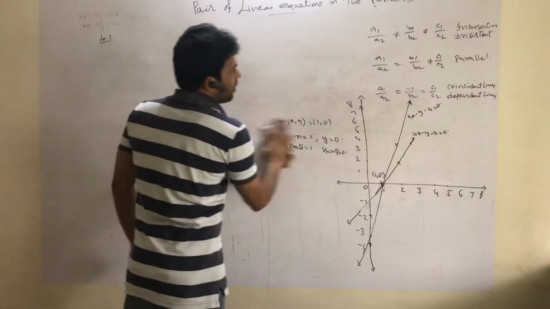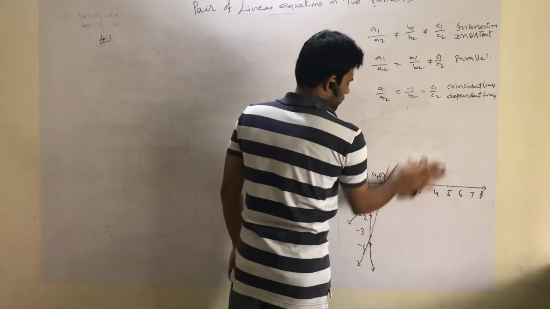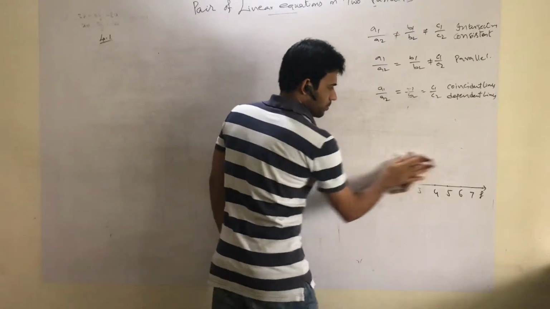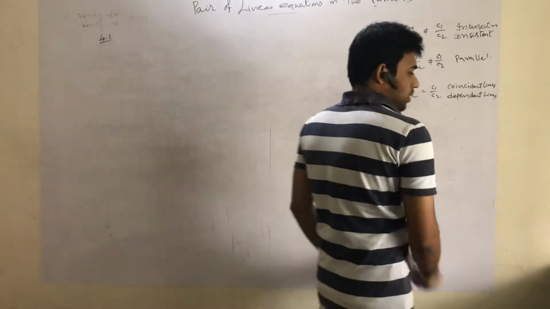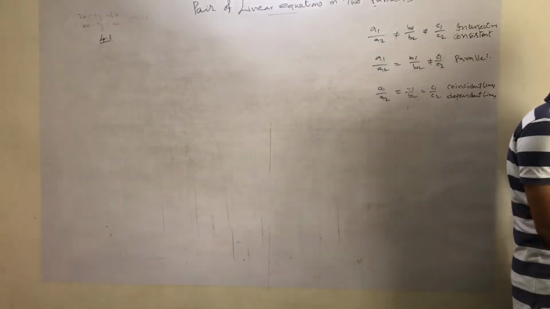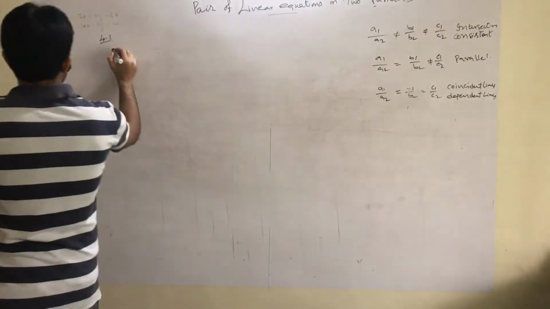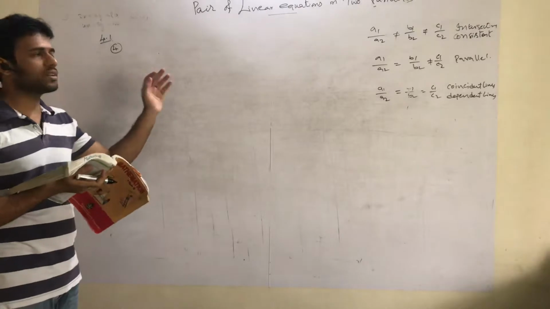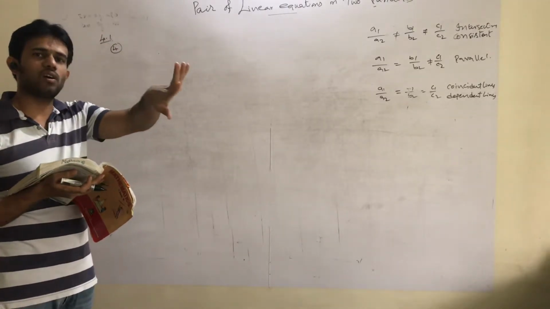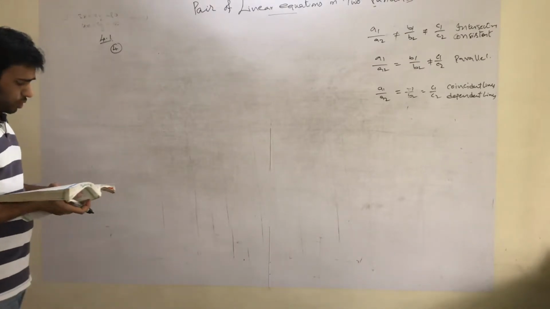Okay, let me quickly go to problem 4. So the problem 4 here is, first you need to understand the problem clearly. Okay. If you understand the problem clearly, you can easily write the equation. If you write the equation wrong, that means everything goes wrong. Okay. Be careful.